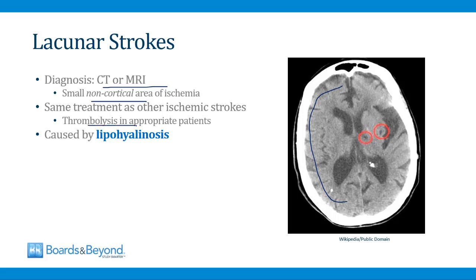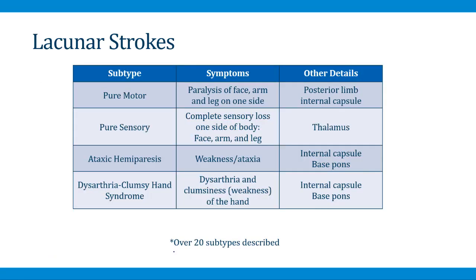And the underlying cause of lacunar strokes in many cases is believed to be a blood vessel process called lipohyalinosis. This is a form of vascular disease that is a little bit different from traditional atherosclerosis. That's why it's got a different name. And this is what is thought to occur on a pathologic level in the vessels that have lacunar strokes. Over 20 different subtypes of lacunar strokes have been described, but I've written the four most important ones on this slide. The most common type of lacunar stroke is a pure motor stroke.